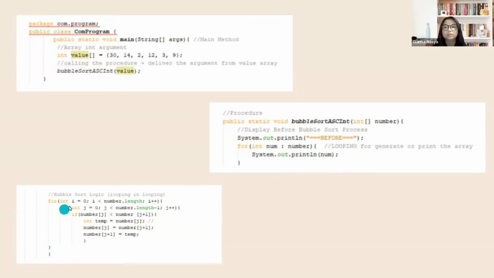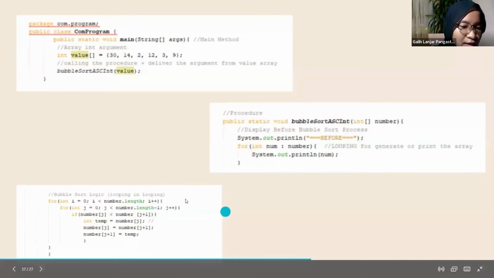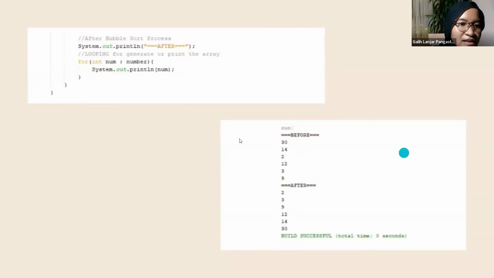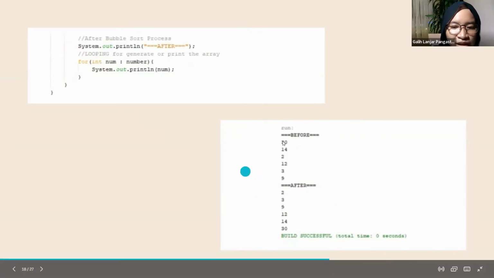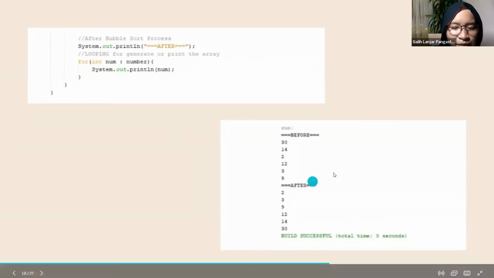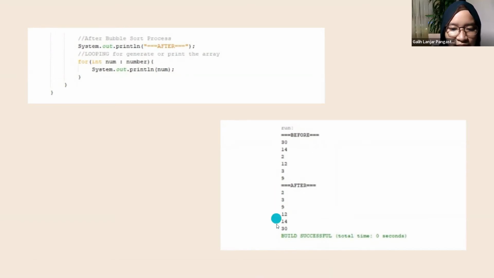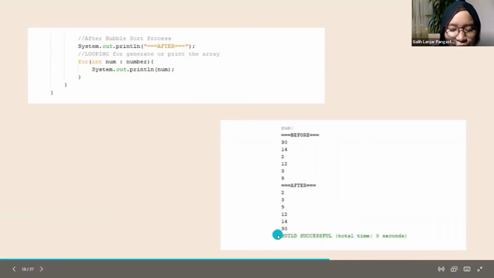And next, we create a looping for sorting the data value in bubble sort process. After that, we make a statement to print out the data value that has been sorted in bubble sort process. And this is for the output. This is the output before the bubble sort process. And this is the output after the bubble sort process. It will sort the data from the lowest to the highest data value.